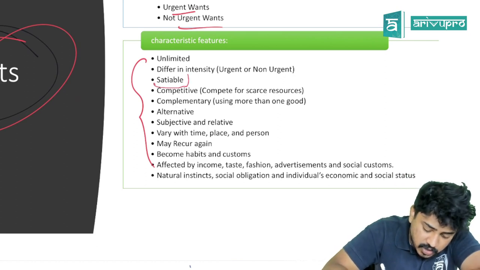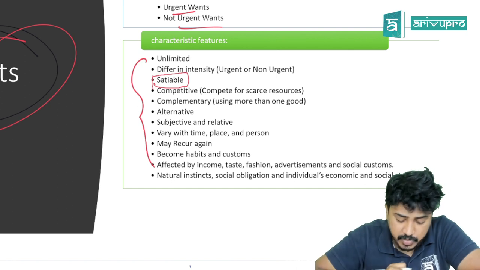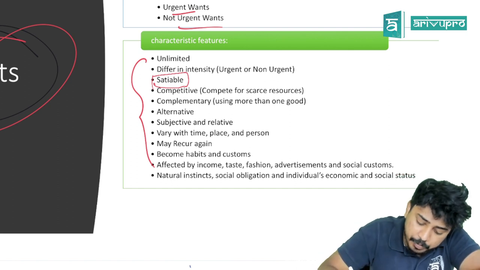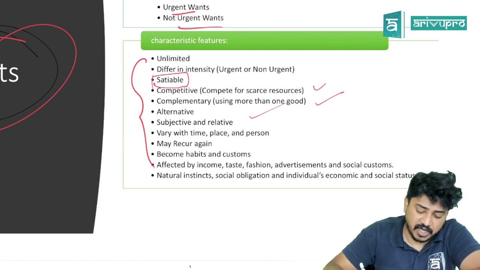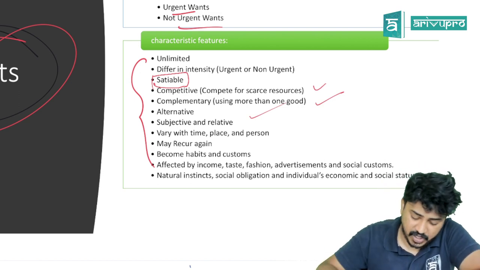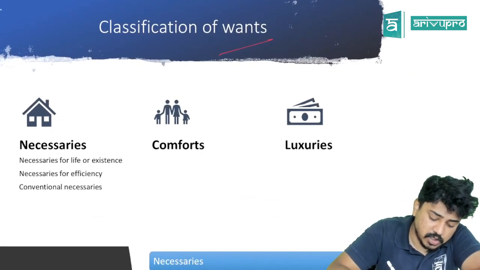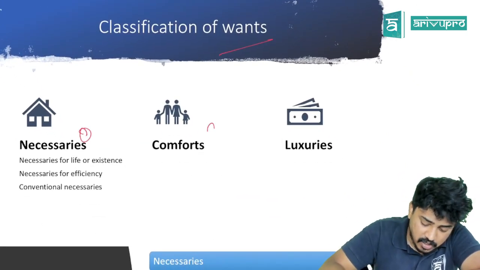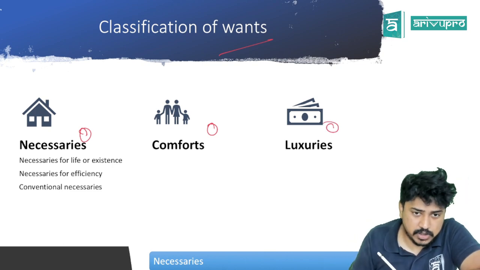Satiable, this is a new word which you learned. What is satiable? Satisfiable. That is, wants can be satisfied. They are competitive, complementary, subjective, and vary with time, place, and person. Then we classified wants into three types: necessary, comfort, and luxurious. We'll go into all these three.